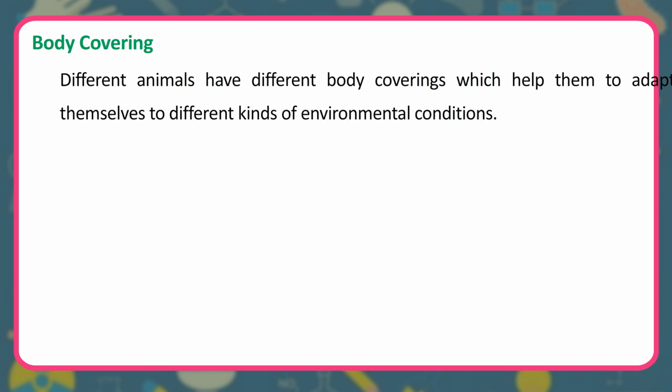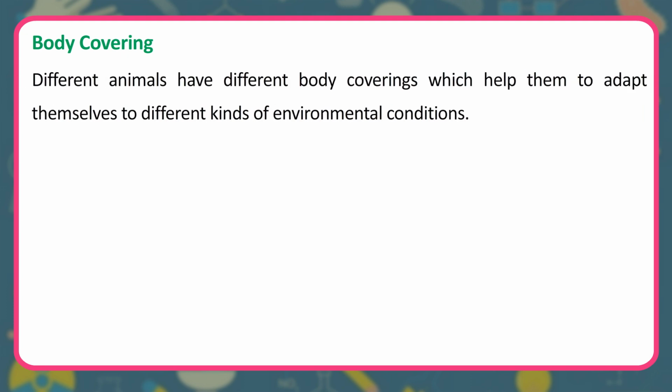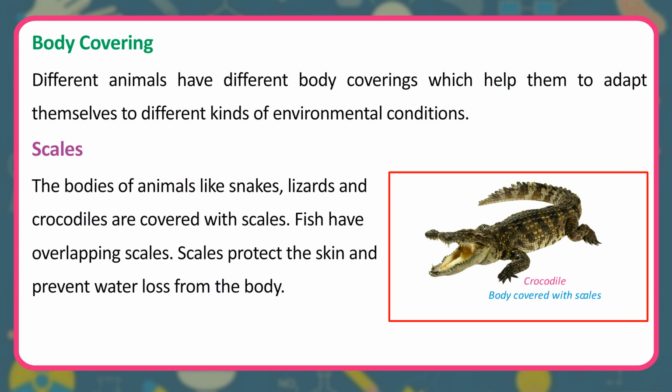Body covering. Different animals have different body coverings which help them to adapt themselves to different kinds of environmental conditions. Scales. The bodies of animals like snakes, lizards and crocodiles are covered with scales. Fish have overlapping scales. Scales protect the skin and prevent water loss from the body. Crocodile.